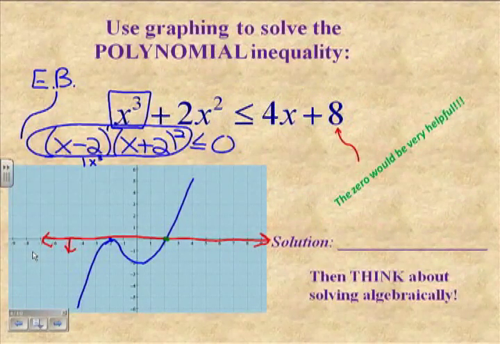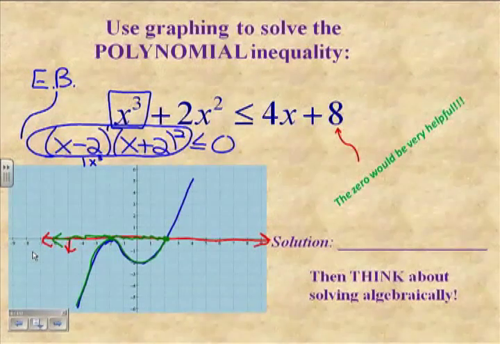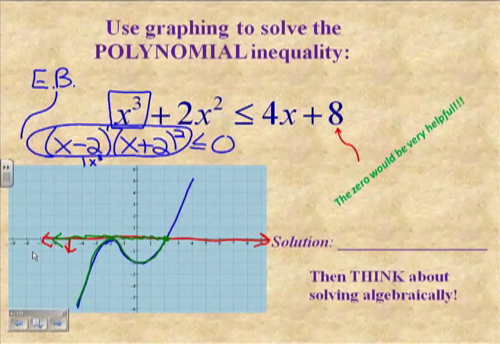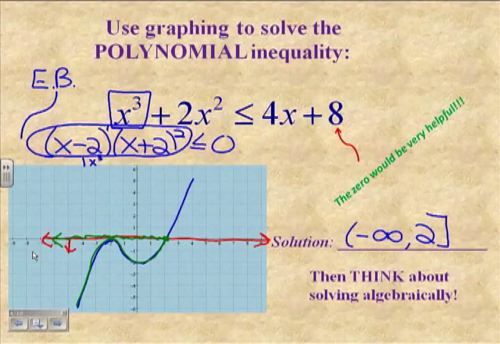Well, that happens to fall from here all the way through, and I touch the axis again, but that's okay. And then it drops. So it's all of this as far as x coordinates. So my solution set would be from negative infinity up to positive 2, and the endpoint is included, so I put a closed symbol on the end.